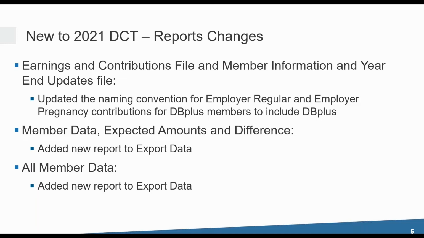We added a new report to export data. The new report is called Member Data, Expected Amounts, and Difference. It displays members' data that you reported, the expected values, and the difference. We also added an all-member data report under Export Data. It is the same report that you will find under Member Data, View, Edit Data, but we've improved the formatting to make it more user-friendly.